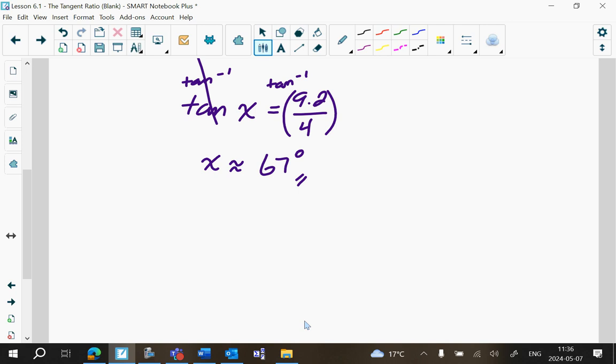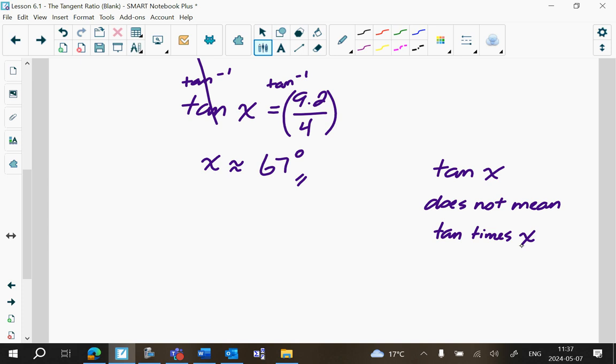Now, one thing I want to talk about before we just wrap this up is tan x does not mean tan times x. Okay. Tan, you got to think of tan like it's an operation. So you don't get rid of tan by dividing tan. That's why we do tan inverse.